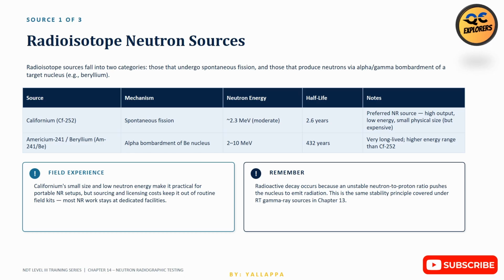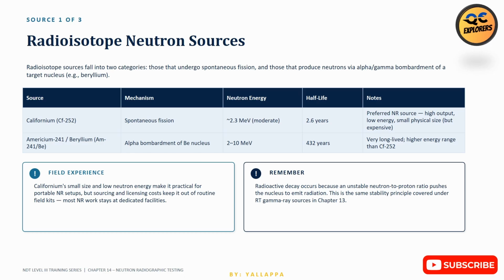Its neutron energy is moderate, making it well-suited for industrial neutron imaging. In addition, its compact physical size allows it to be incorporated into specialized neutron radiography systems where space is limited. However, don't assume that portable means inexpensive or easy to obtain. Californium-252 is extremely costly to produce, requires strict regulatory control, and has a relatively short half-life of about 2.6 years. Over time, its neutron output decreases, eventually requiring source replacement.